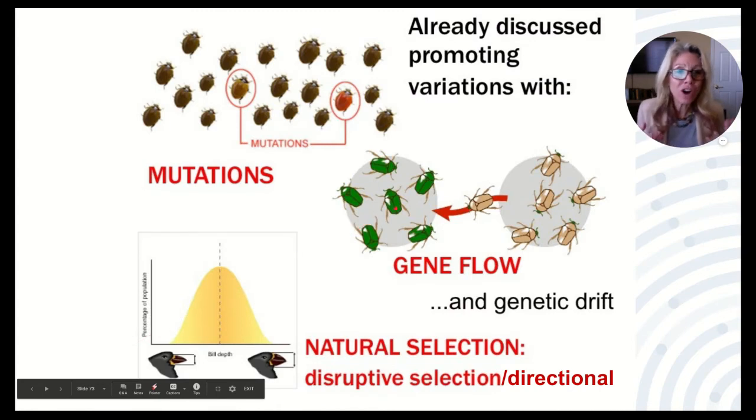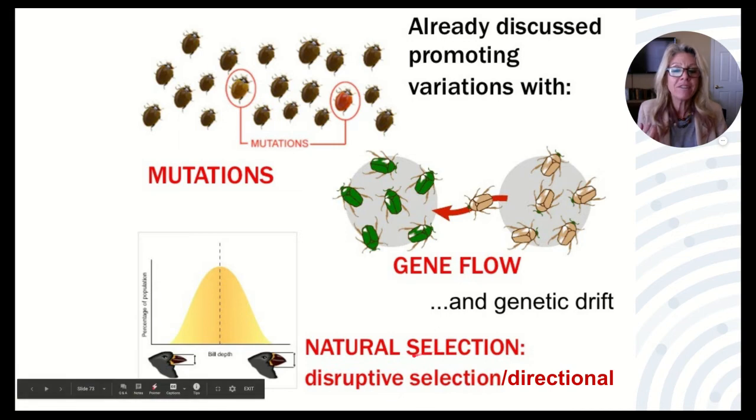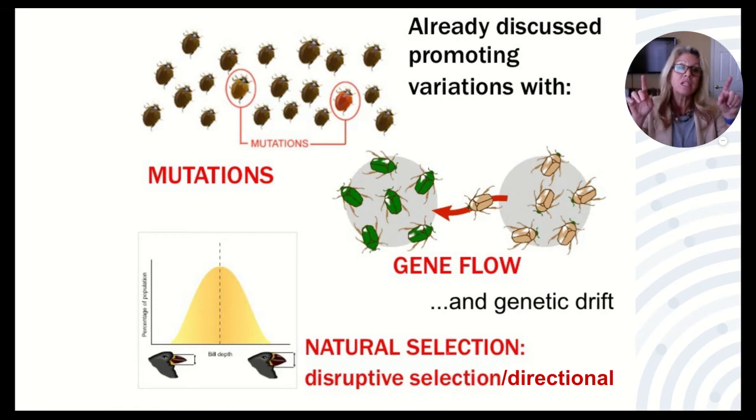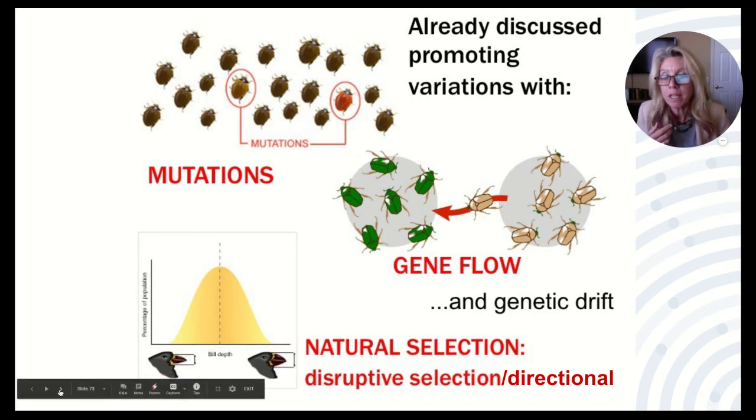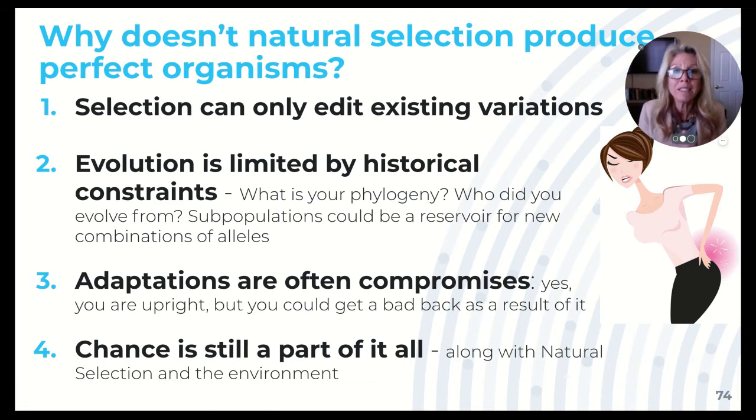So we have already talked about, remember I'm talking about maintenance of diversity. We've already talked about how you can get variations, right? You can get variations through mutations. That's one way. Gene flow, somebody can bring in new genes to your group. In any kind of natural selection that is disruptive or directional, right? Disruptive leading to two differences, or directional in one direction. Those are some ways that you are keeping and maintaining your variety. Now, why doesn't natural selection produce these perfect organisms then? This is the next in your notes. And selection can only edit, that's the word you need in your notes, existing variation.